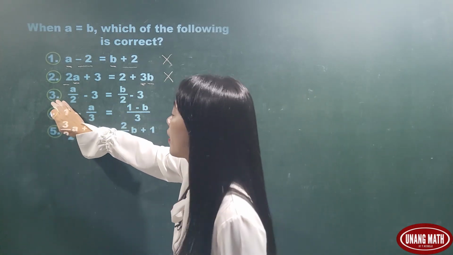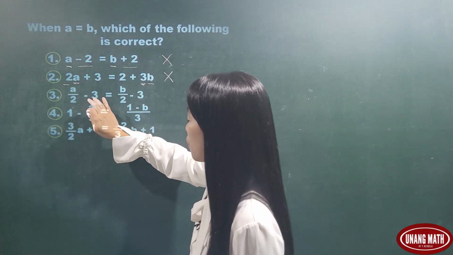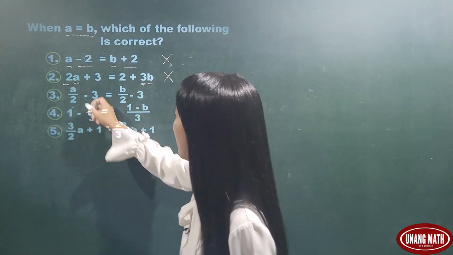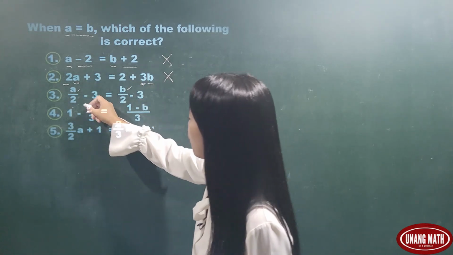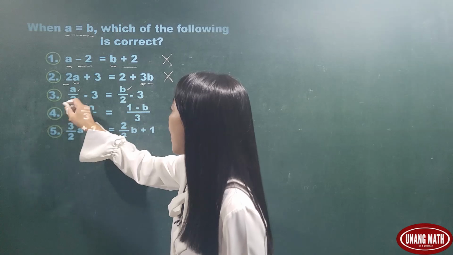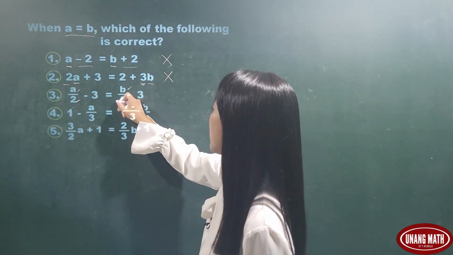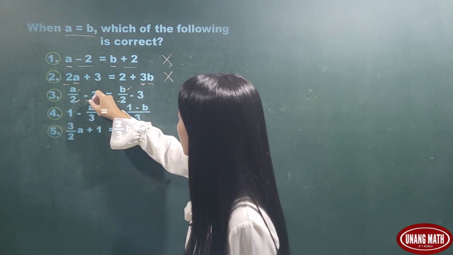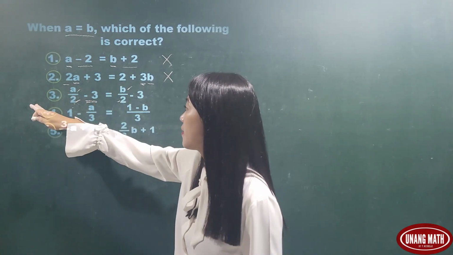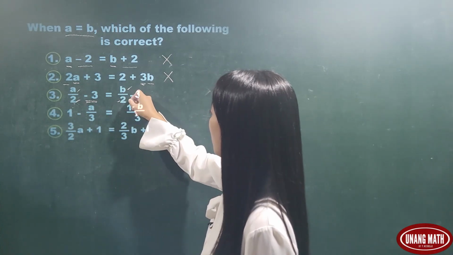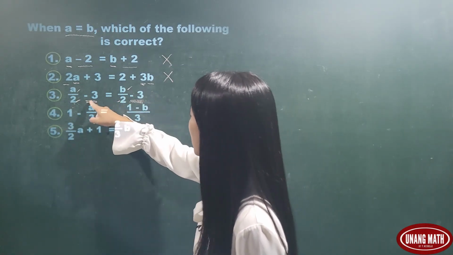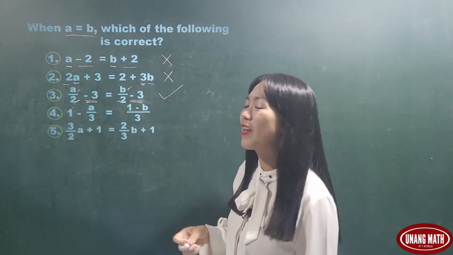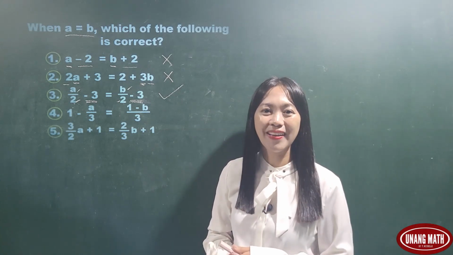How about this third equation? A over 2 minus 3 is equal to B over 2 minus 3. Remember, A is equal to B. If we divide by 2 on this side, we have to do this one also on this side. So this is divided by 2. If we subtracted 3 from this side, we have to do it also on this side. So minus 3, this is also minus 3. So that means this third equation is true or correct.